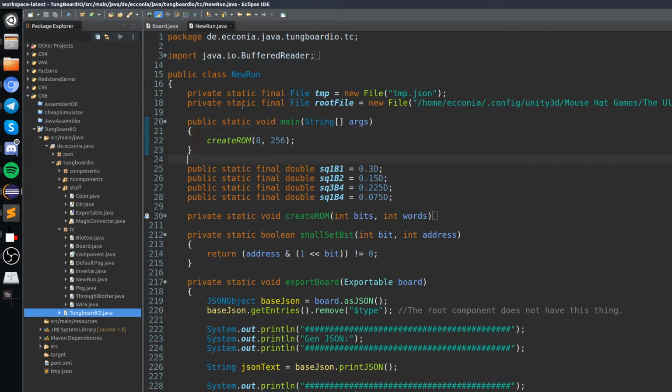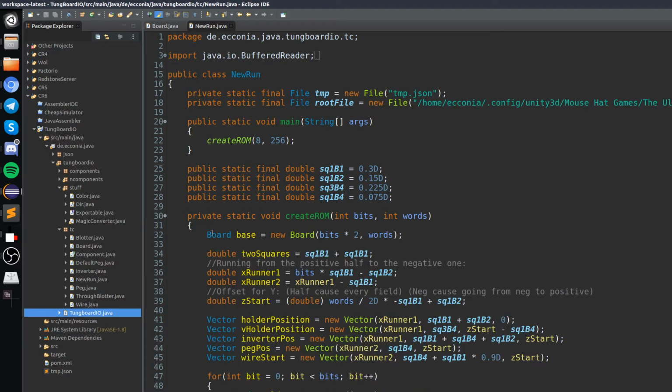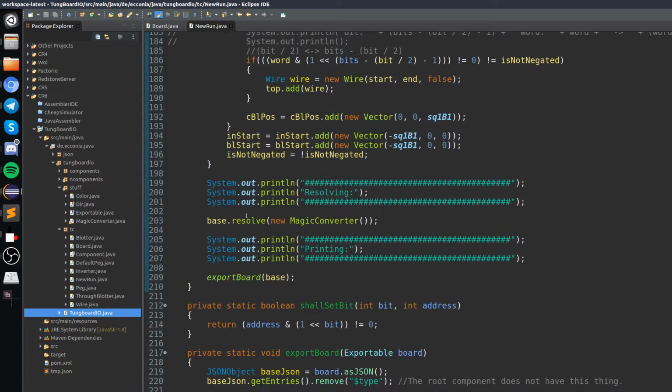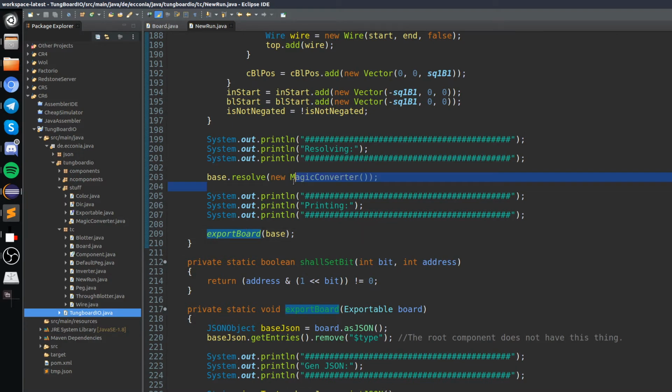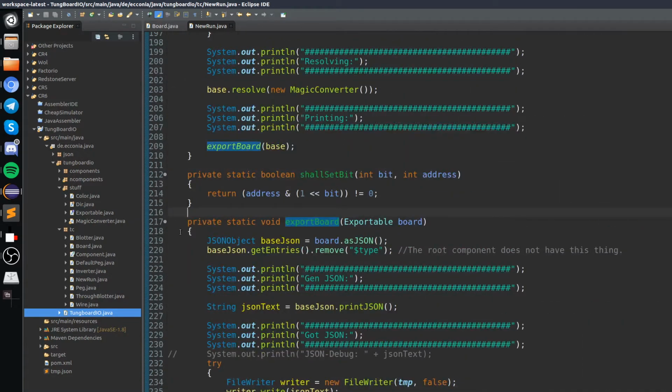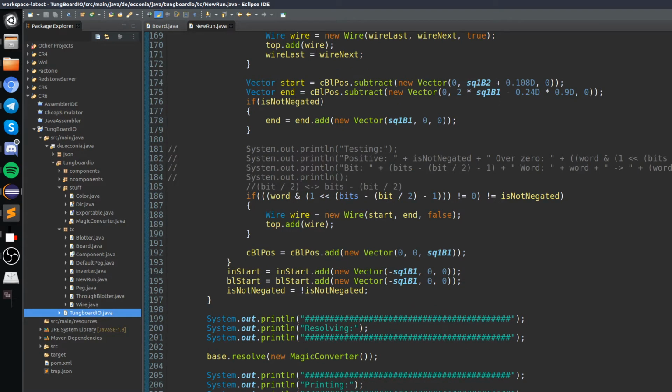That doesn't matter. What we do here is we create a ROM. That is, we start with a board, base board, and we finish that by calling resolve with the new magic converter, and then we export the base. If we don't call this, the program will complain. So we export the base. That is the same code as before. No need to show that. It's just calling that. It's just Java stuff. It doesn't really matter. The thing which is actually important is the magic converter. So let's take a peek.